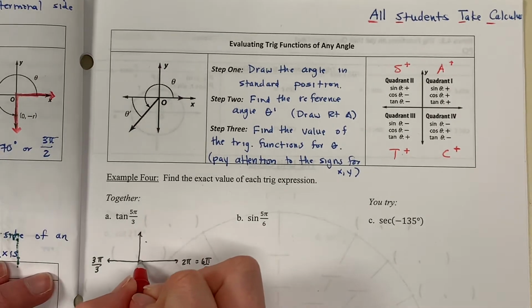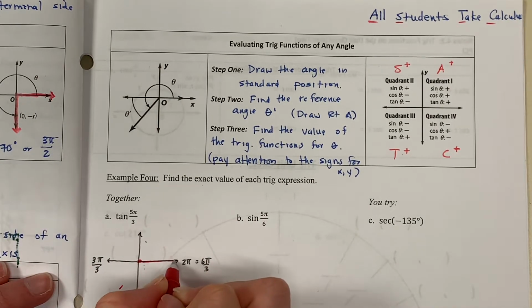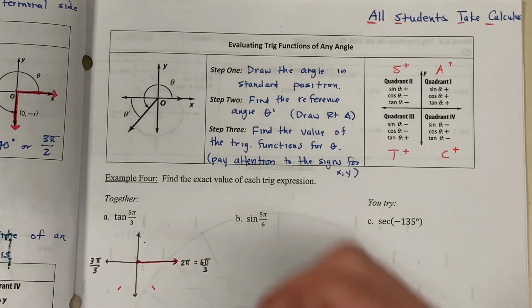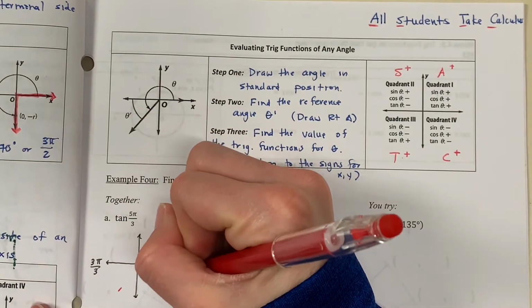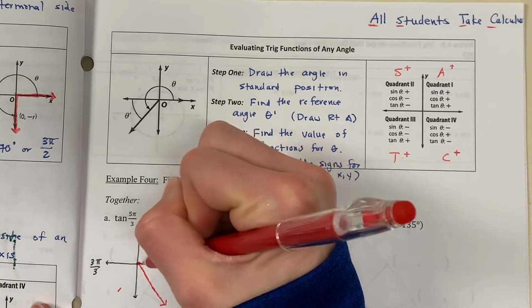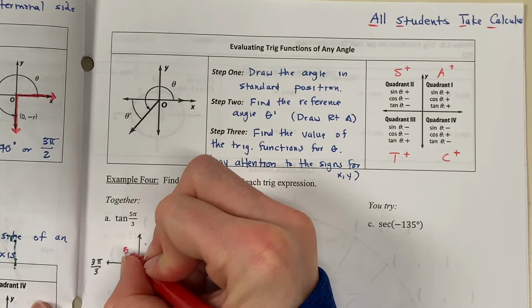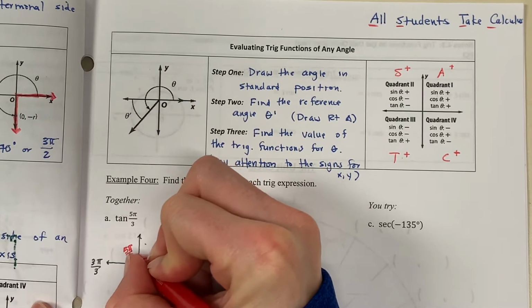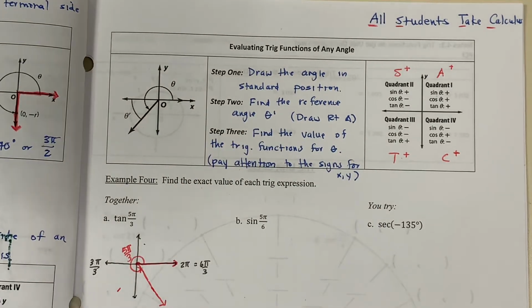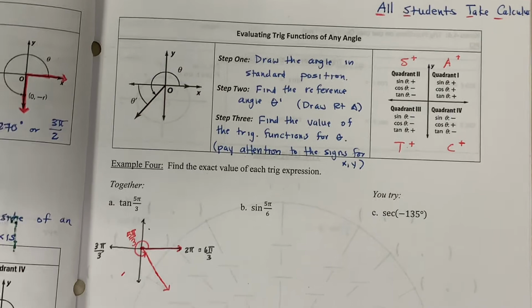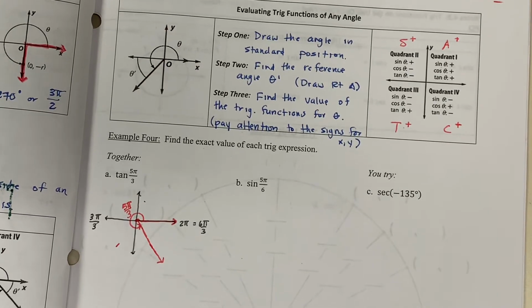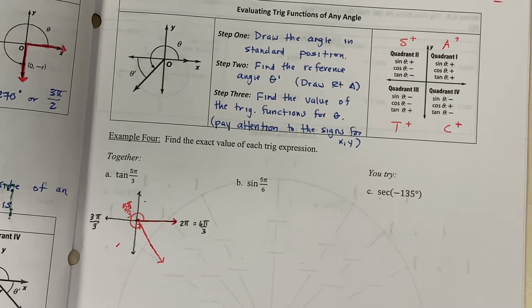So my angle is sketched in standard position. The initial side is on the positive x-axis. The terminal side lies in quadrant 4, and this angle is 5 pi over 3. Now, you're going to be tempted to want to change 5 pi over 3 to degrees, but if the problem is given in radians, we have to answer in radians.